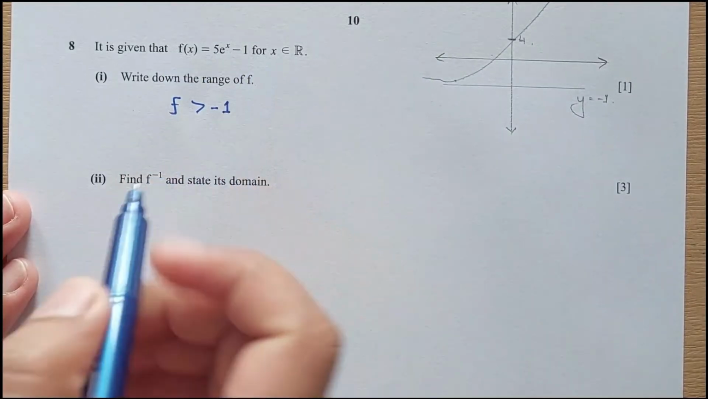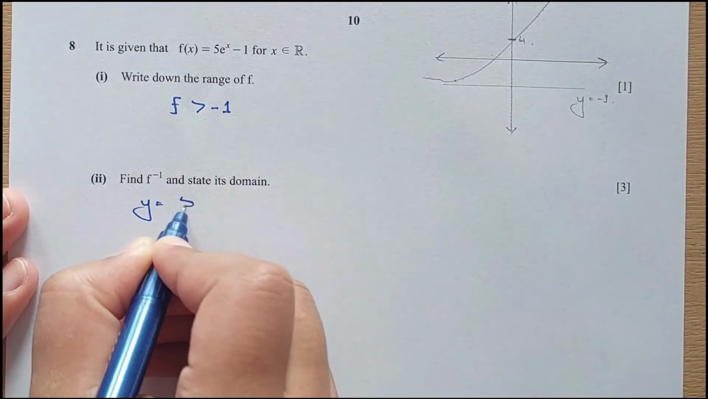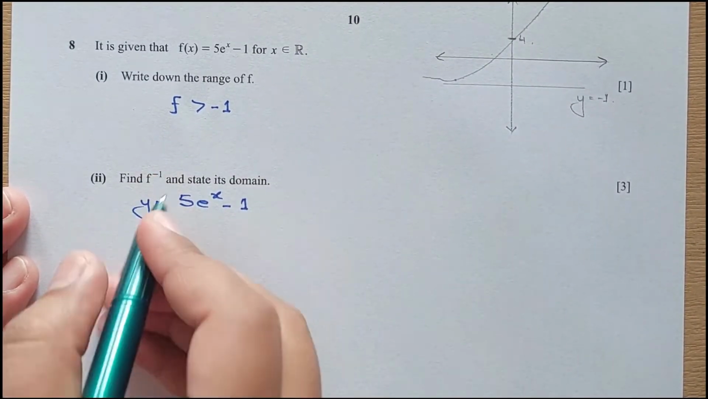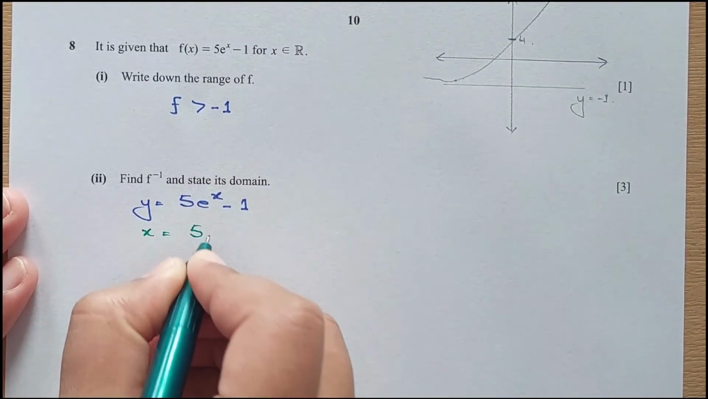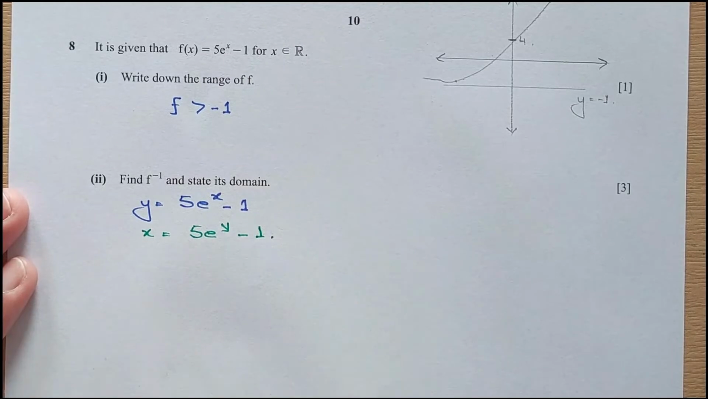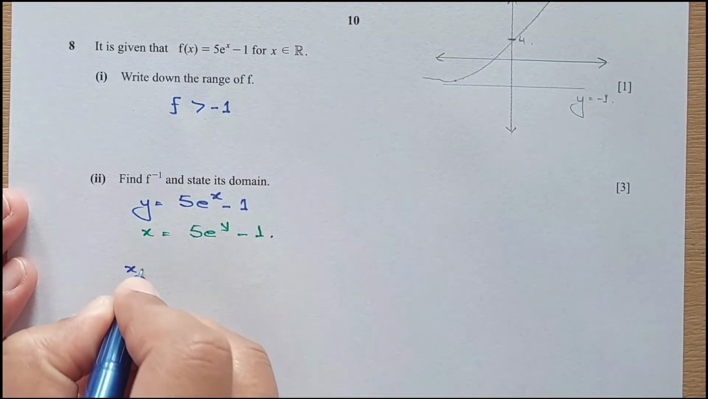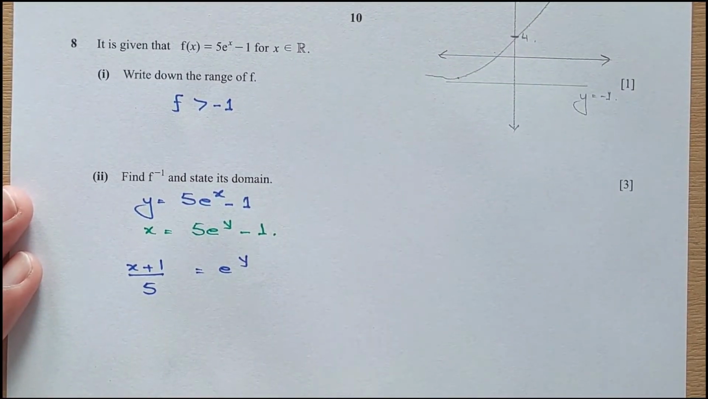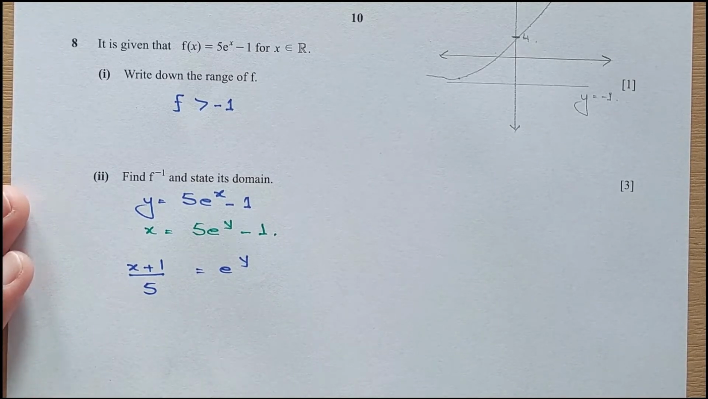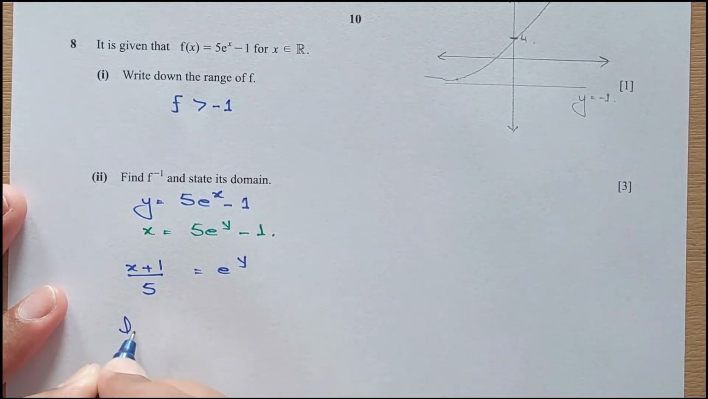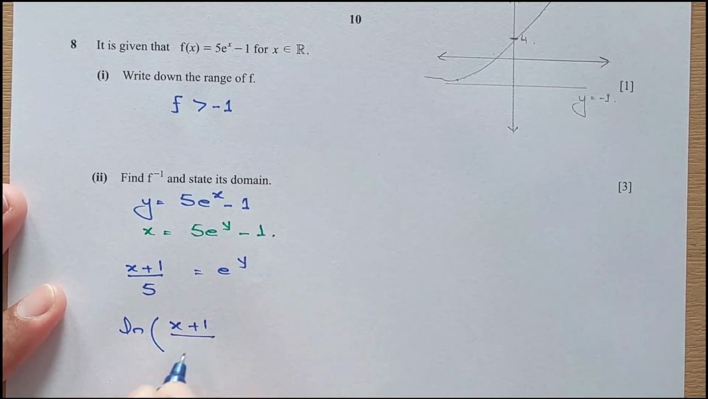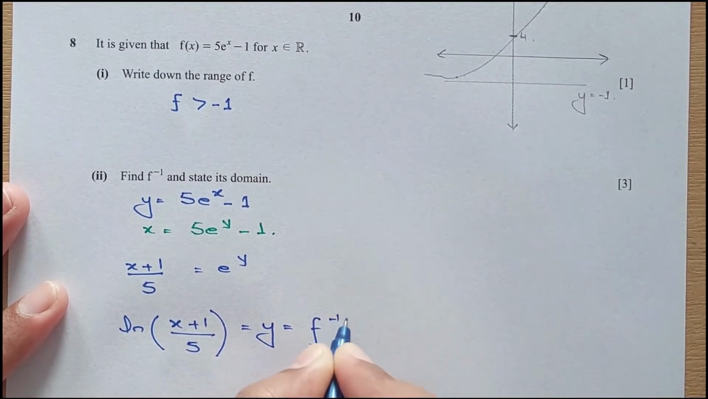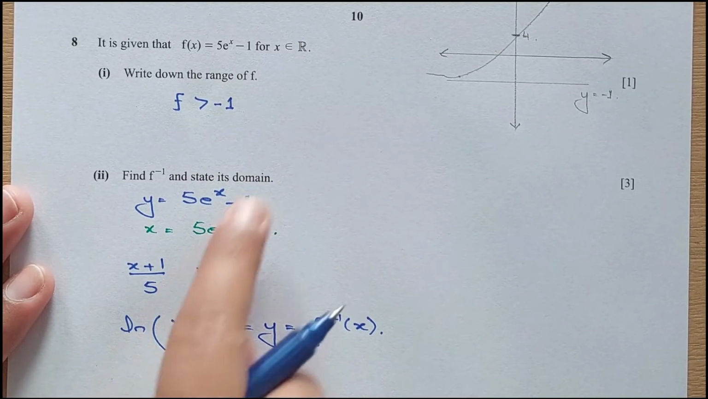Now for the second part, find f inverse and state its domain. Okay, so for f inverse we have the function f. We can say y equals f of x, 5 e power x minus 1, right? Now switching the variables, y with x, x equals 5 e power y minus 1, and now we have to solve for y. So x plus 1 divided by 5 equals e power y, and now converting exponential to logarithmic form, we take natural log on both sides. We get natural log of (x plus 1) divided by 5, since natural log of e is just 1, that is y, and this equals f inverse of x, right?